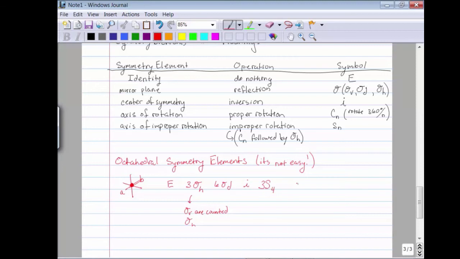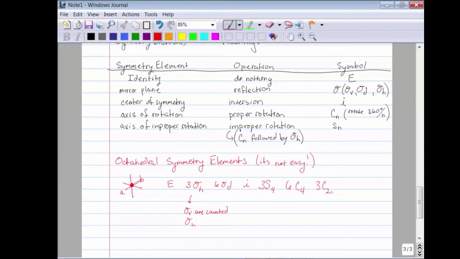What about rotation axes? So you said that there were C4s and C2s. I'm just going to tell you how many there are. There are 6 different C4s. There are 3 C2s. And the C2 is just basically C4 squared.